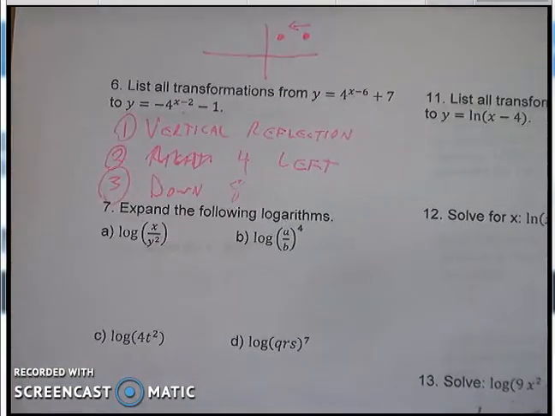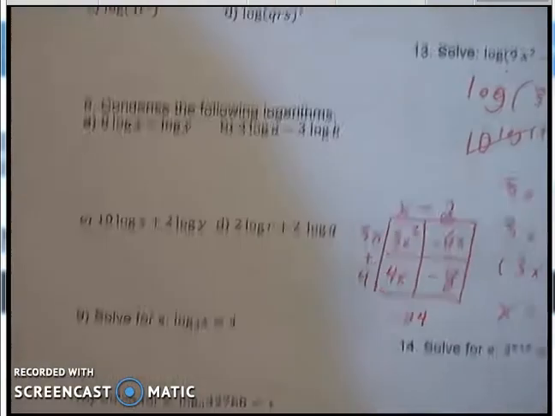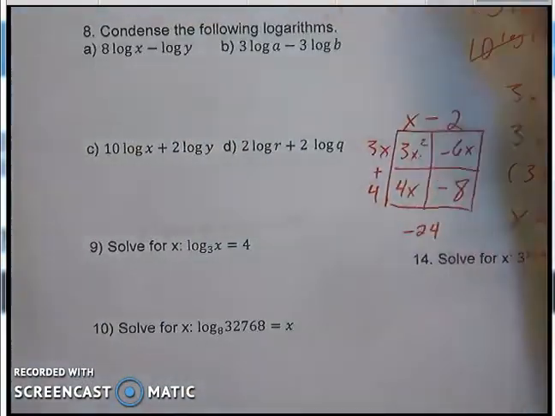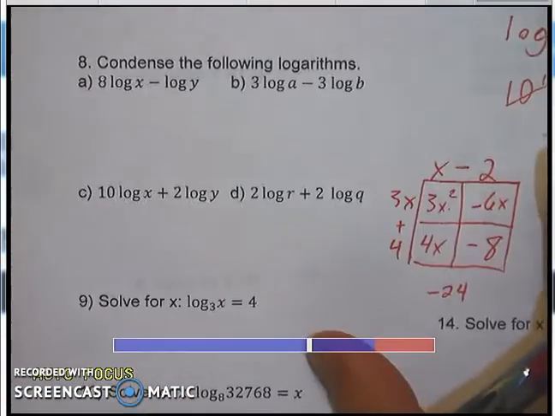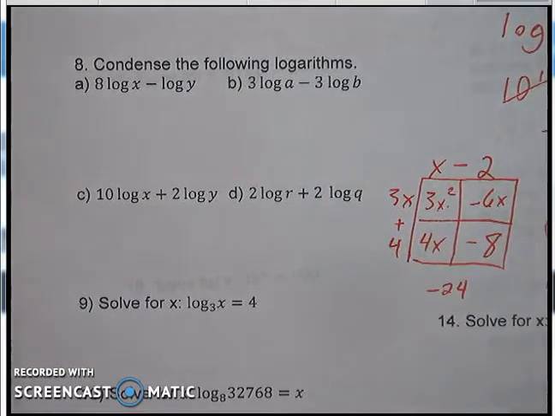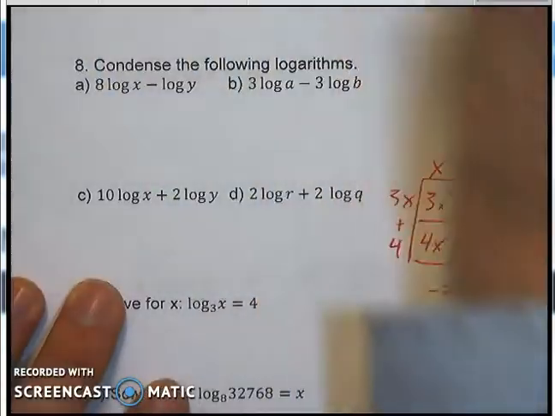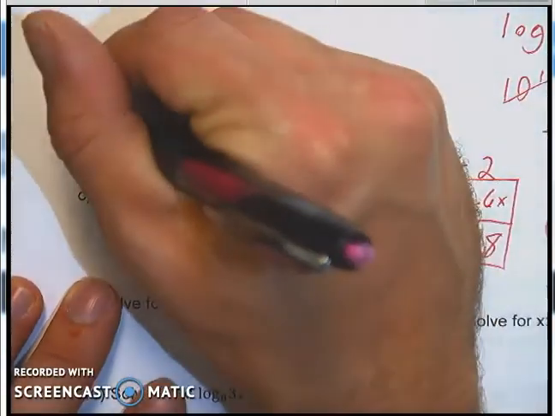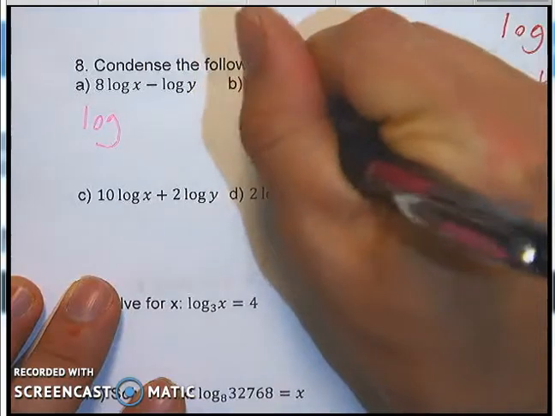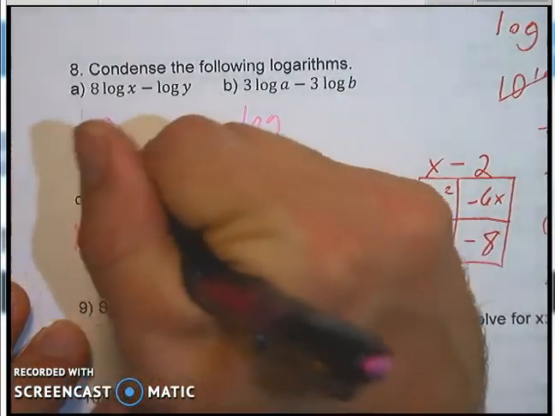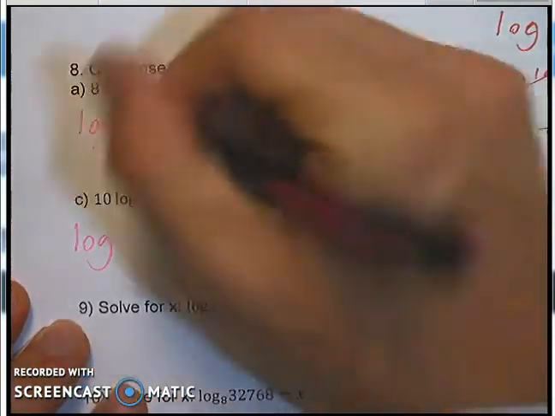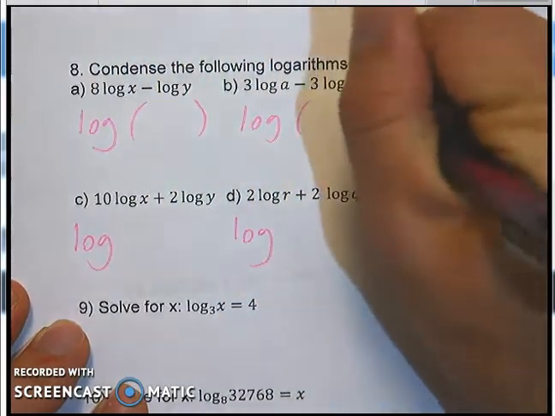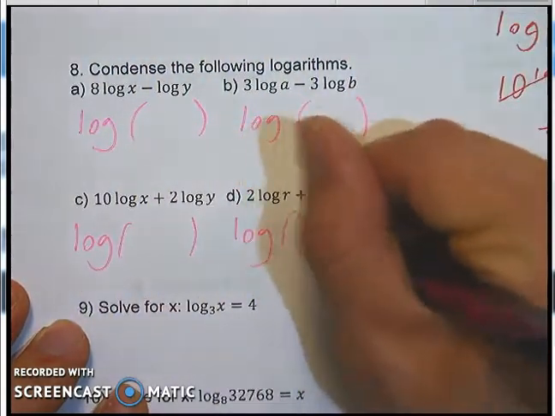And that's number 6. The next one I'd like to talk about is number 8, which is condensing logarithms. The rule for condensing logarithms is pretty simple: minus signs become division, plus signs become multiplication. In all 4 of these, we're trying to condense them into one logarithm instead of 2. The question is, what's inside the parentheses?